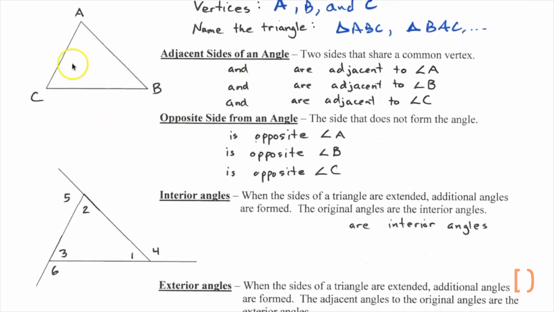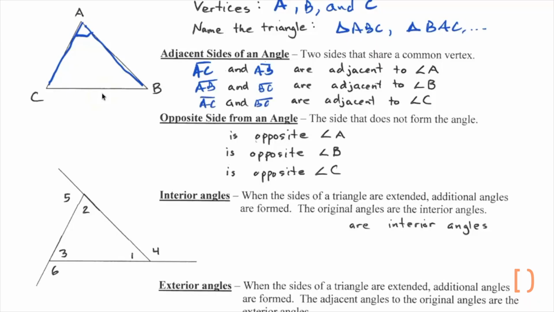Adjacent sides of an angle. So the adjacent sides are the ones next to an angle. So if we're talking about angle A here, the adjacent sides are going to be AC and AB, right? The ones next to the angle. If we're talking about angle B, that's this one here, my adjacent sides are going to be AB and BC. If you notice, they contain the angle in it. And then for angle C, here's angle C, the adjacent sides are AC and BC.